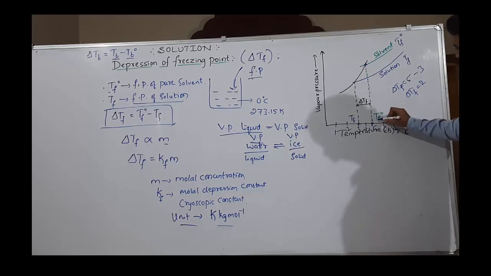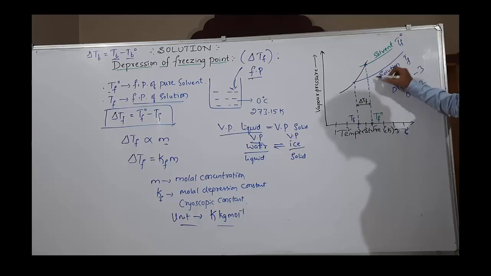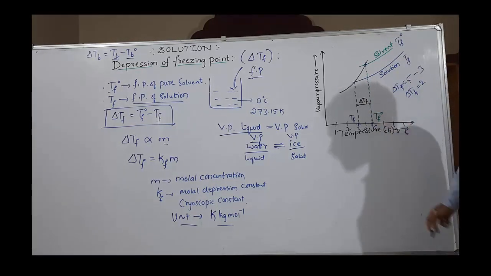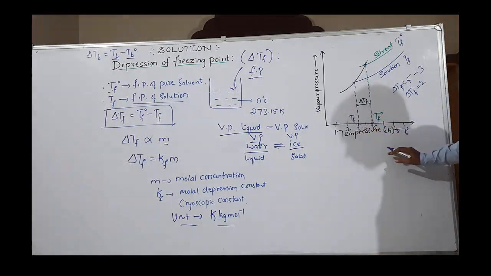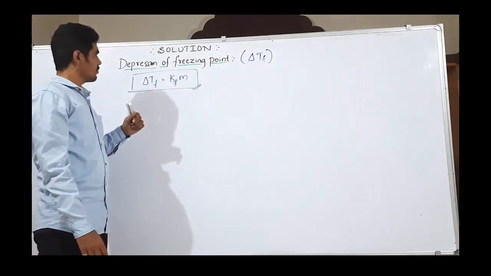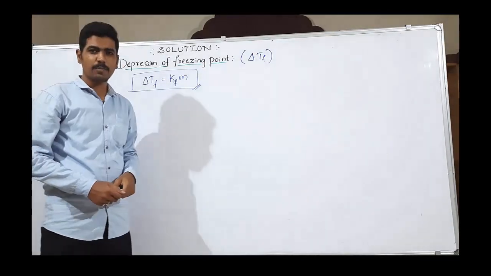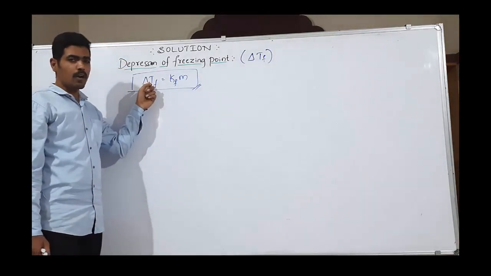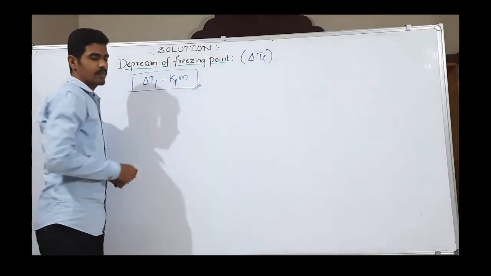So the solvent freezing point is higher and the solution freezing point is lower. This is how we can understand the depression of freezing point graphically. Now here is the equation that we have derived for depression of freezing point. From this you can say the depression in freezing point is directly proportional to m, that is molal concentration.